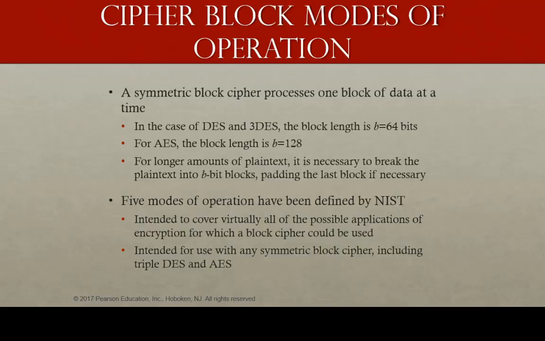if necessary. To apply a block cipher in a variety of applications, 5 modes of operation have been defined by NIST in publication 800-38A. The 5 modes are intended to cover virtually all of the possible applications of encryption for which a block cipher could be used. These modes are intended for use with any symmetric block cipher, including triple DES and AES. The most important modes are described briefly in the remainder of this section.